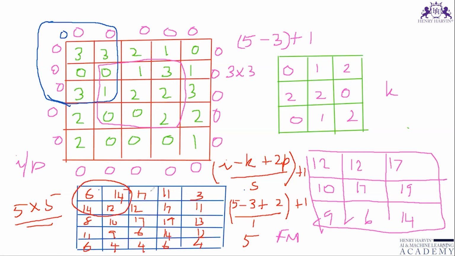Yes, you are right, 14. And here we will be getting it as 17. Right? Here we will be getting it as 11. And here we will be getting it as 19. In case you do average pooling, what will happen?